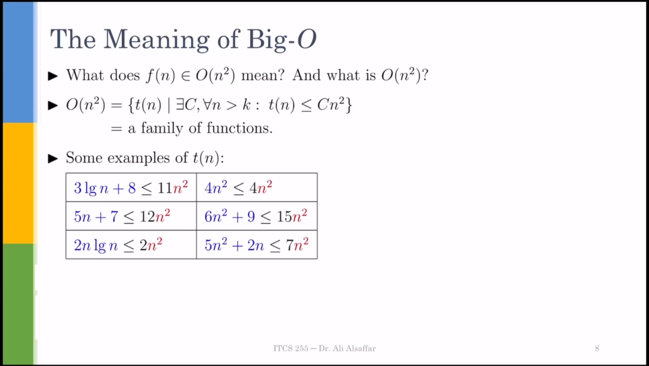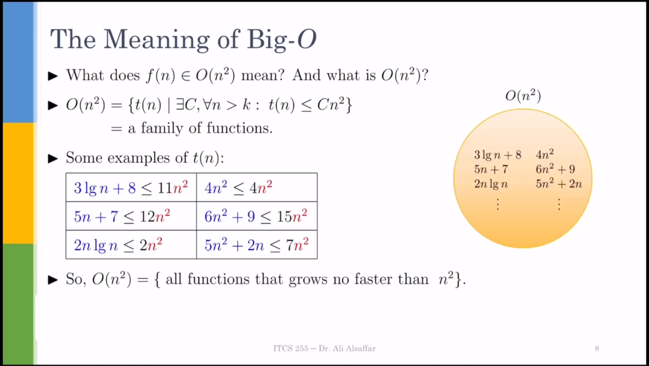So we can see the order of n squared as a set represented by a Venn diagram. Every member of this Venn diagram or this set is a function, but a function that satisfies the basic definition, which means less than or equal to n squared multiplied by a constant.